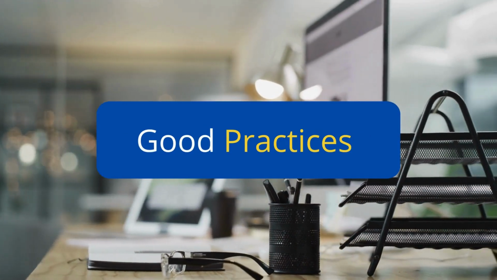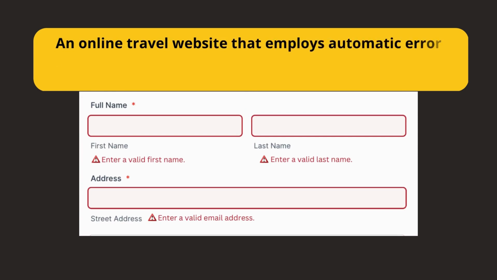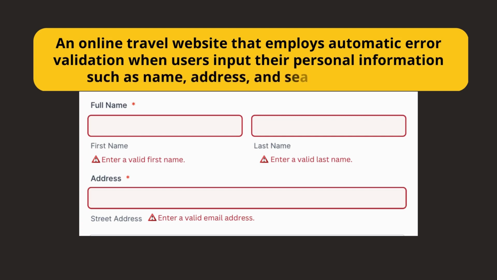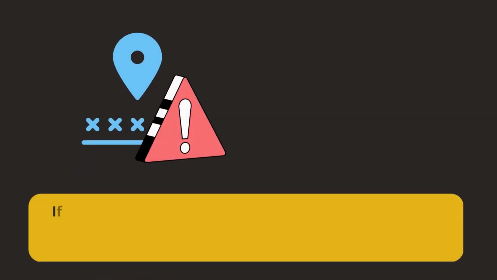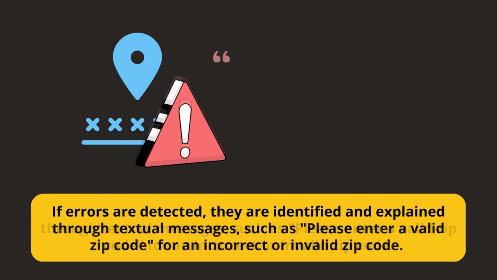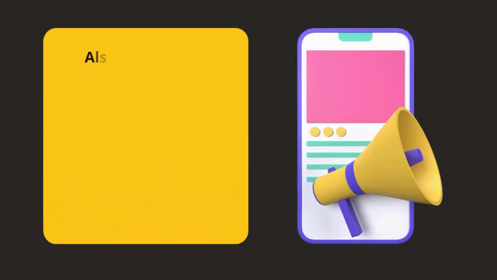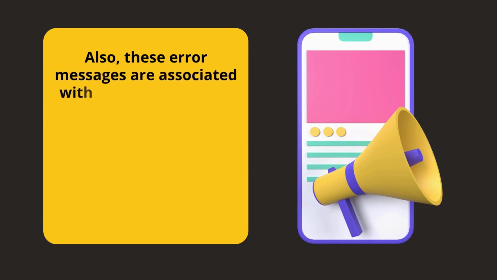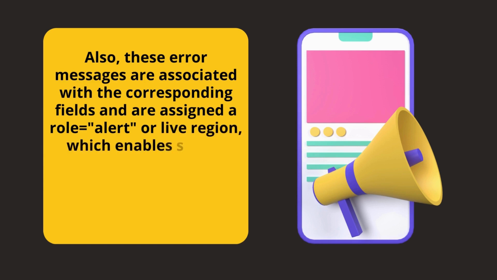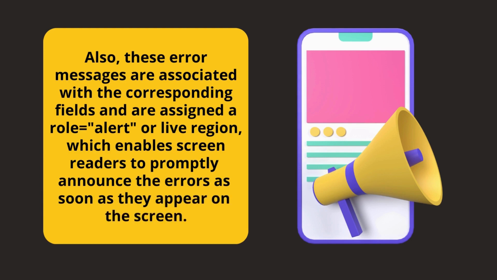A good example is demonstrated by an online travel website that employs automatic error validation when users input their personal information such as name, address, and seat preferences. If errors are detected, they are identified and explained through textual messages such as "Please enter a valid zip code" for an incorrect or invalid zip code. Also, these error messages are associated with the corresponding fields and are assigned a role, alert, or live region, which enables screen readers to promptly announce the errors as soon as they appear on the screen.